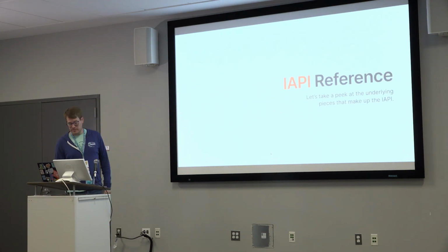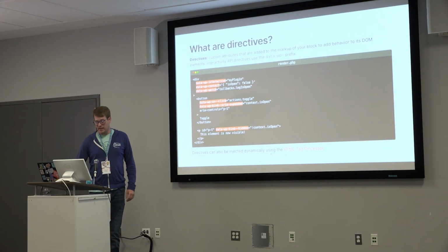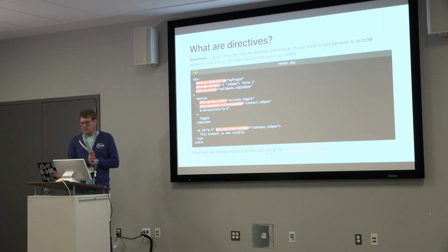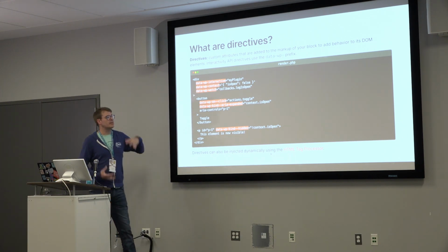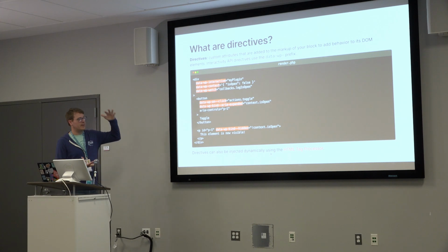This is where we step through the pieces that make up the API. Directives are one of the two or three pieces that really tie it together. We just touched on one, which is the critical entry of wp-interactive, where it says everything inside here is going to be part of our interactive block.